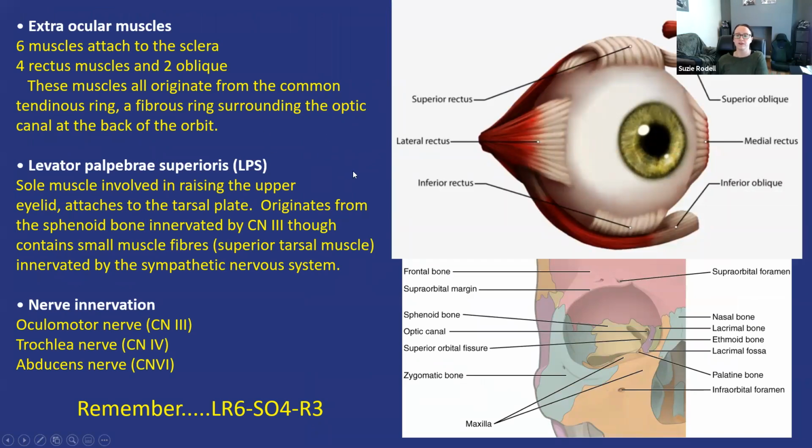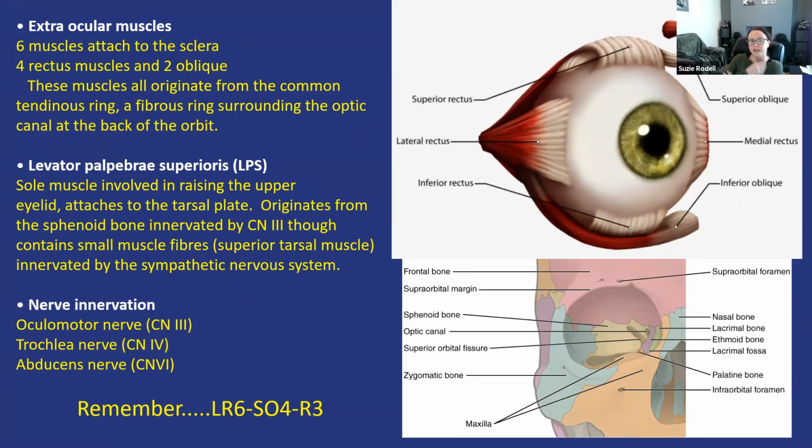Other structures of the eye then. So the extraocular muscles, we assess these as well during practice, and there are 6 muscles attached to the sclera, 4 rectus muscles and 2 oblique. So I've got a nice picture here because I'm a big fan of pictures and I tend to understand things more when I see them in pictures or videos. So the 4 rectus muscles and 2 oblique.